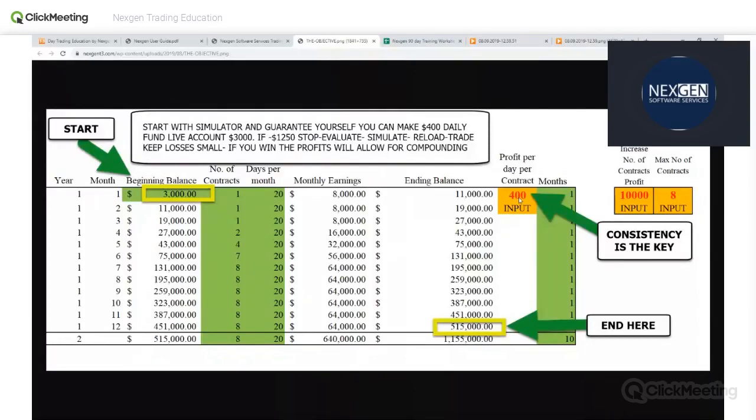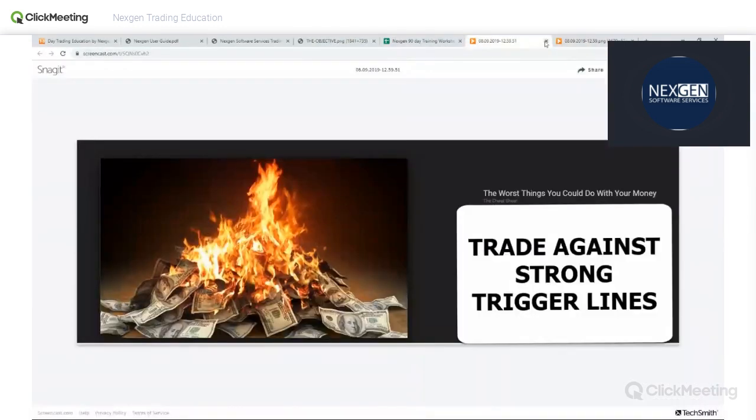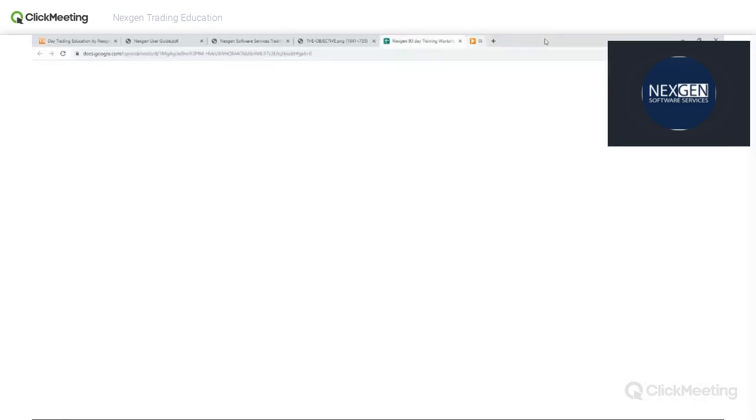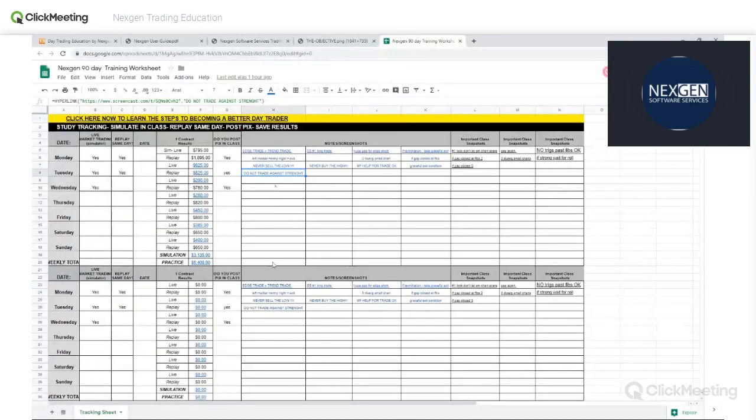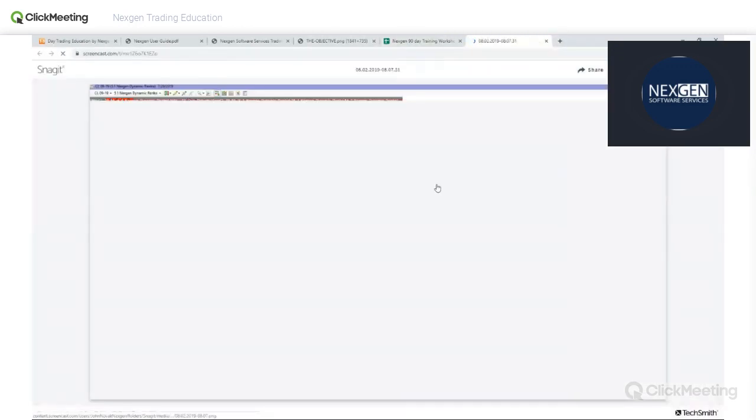I've yet to have one person in 20-something years say, I trade the right fibs and the right triggers and the right looks, and I have trouble making money. It just doesn't happen. Now, I have a lot of people who say I'm having trouble, but it all stems from the first thing, which is trading against strong triggers, not tracking your trades, doing the wrong things at the wrong times, not trading things properly, and not taking an exit when they're supposed to take an exit.